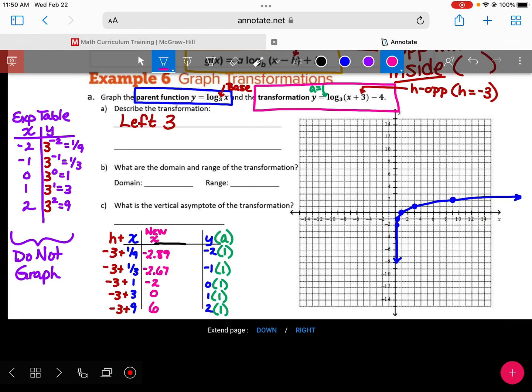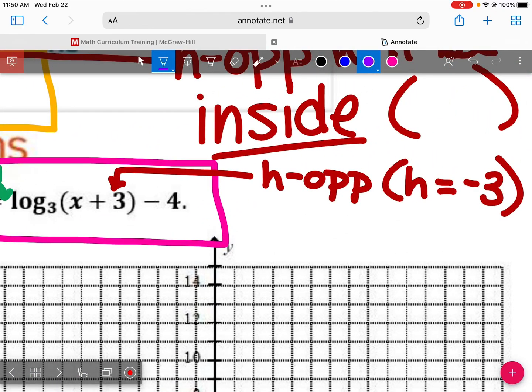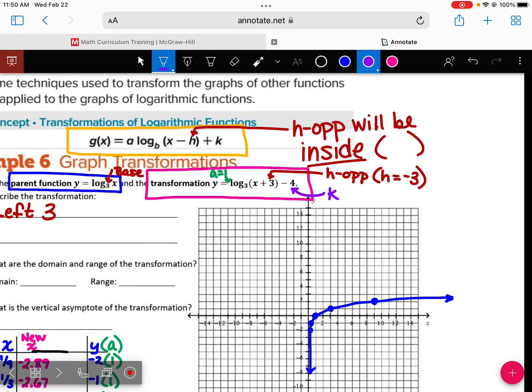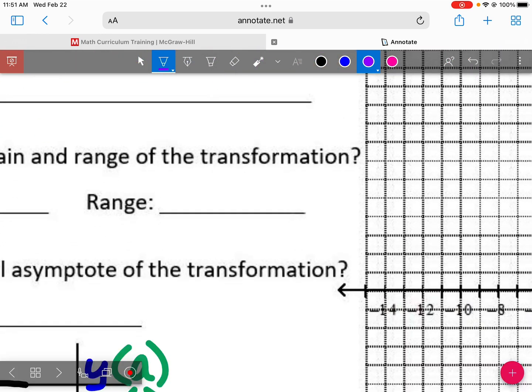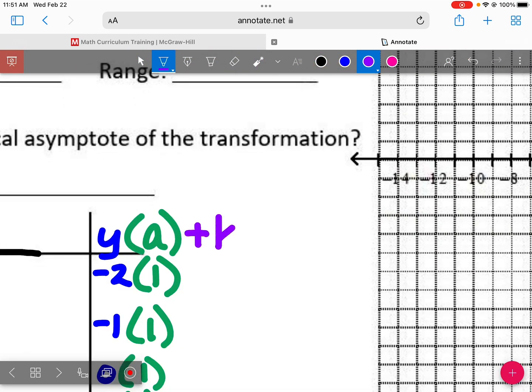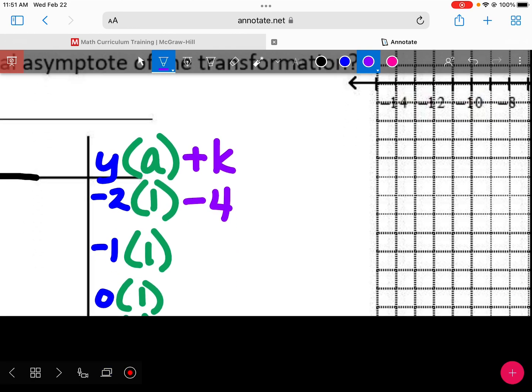All right, we've talked about A. That didn't do anything to my graph. We've talked about H. That sent it left 3. What do we still need to talk about? K. What is my K value? Negative 4. What will that do to my graph? Down 4. So that's going to affect my y's. I'm going to subtract 4 from each of these.